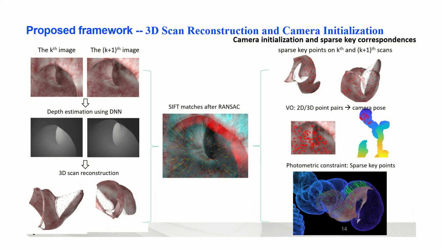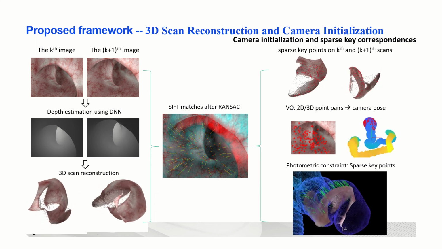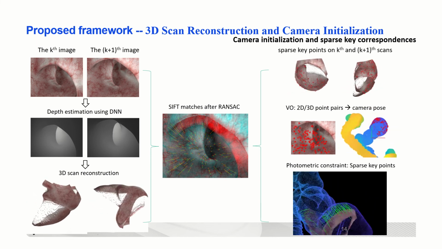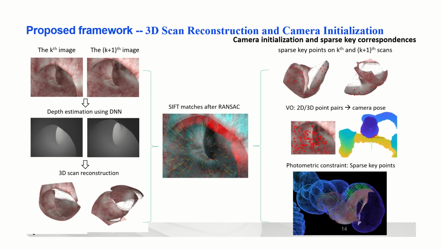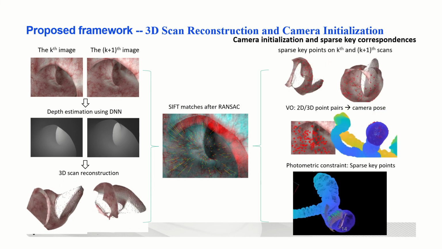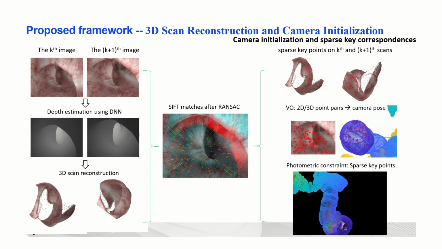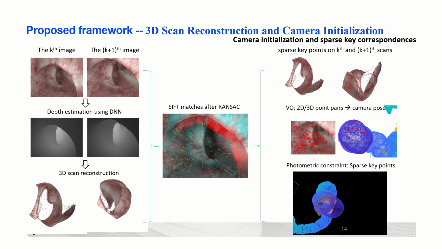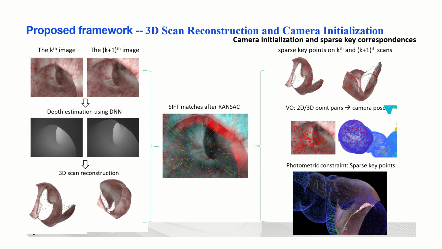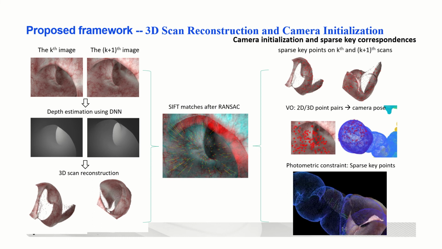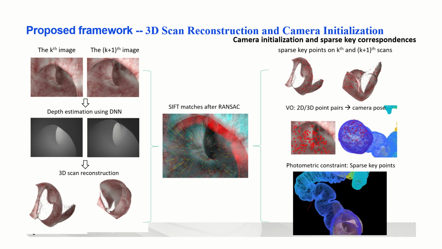For a pair of consecutive images, we use the network to estimate the depths and reconstruct the 3D scans. 2D SIFT matches are obtained for the consecutive images. So we can get 3D sparse key points by migrating the 2D SIFT features into their corresponding 3D scans.